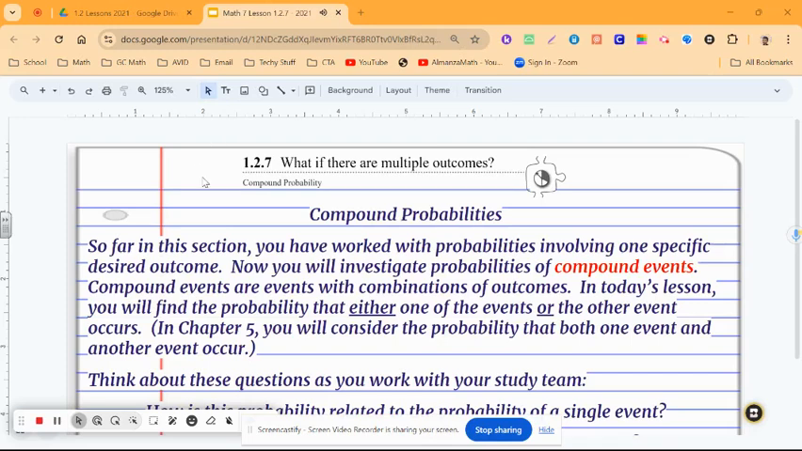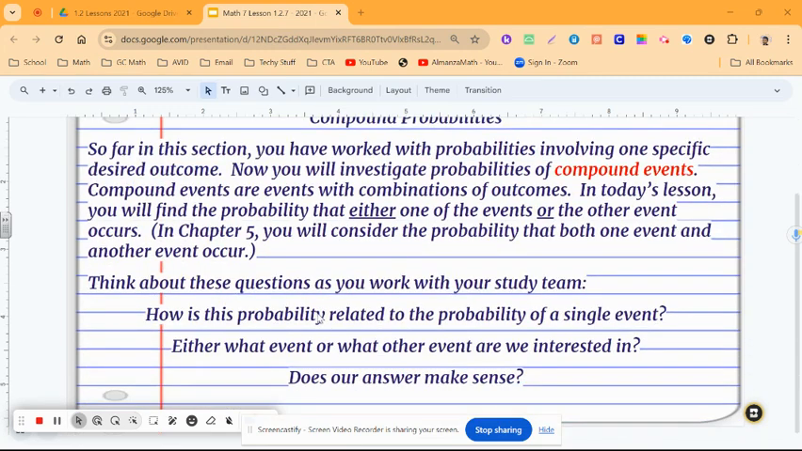This is lesson 1.2.7 when we're talking about compound probabilities, and compound usually means when there's more than one, kind of like in science you have compounds when two elements are joined. So compound events are a combination of outcomes. When you have compound events, it means you have a probability of one thing happening or the probability of another thing happening. And we're going to learn today how we deal with those.